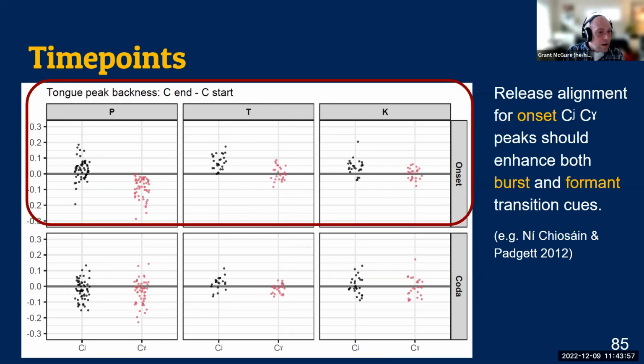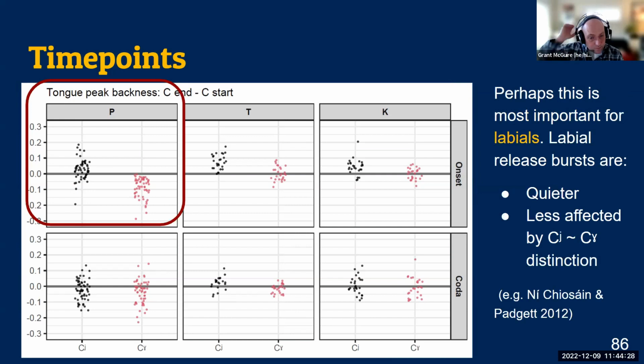Okay, if we look at the overall onset situation here. One of the things that you could expect is that the release alignment for the onset should enhance both burst and formant transition cues, right? So when you release the consonant, that's when you're getting the burst. We want all this stuff to align to get the maximum contrast.